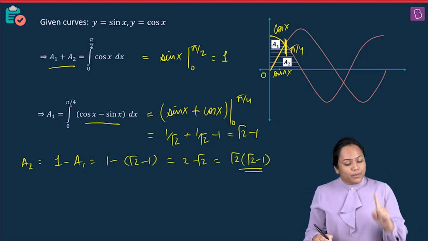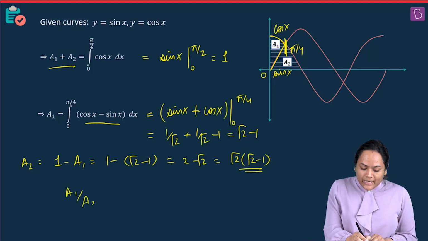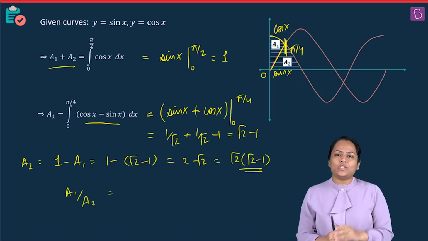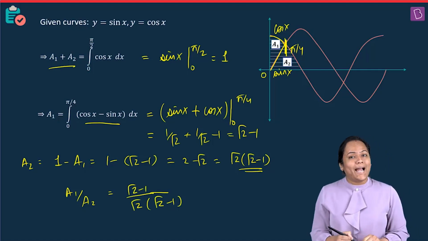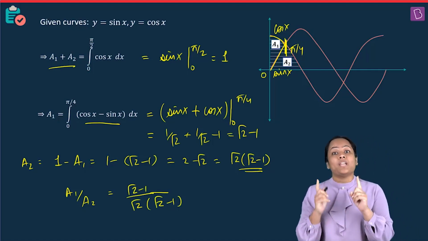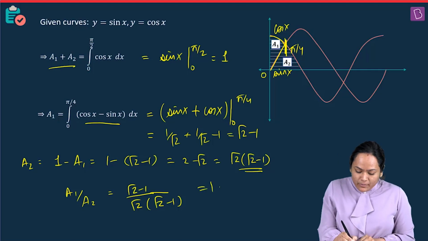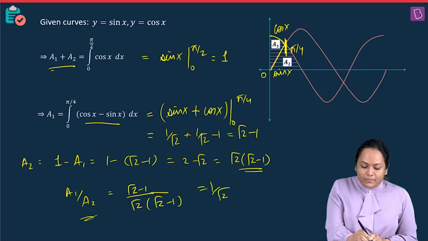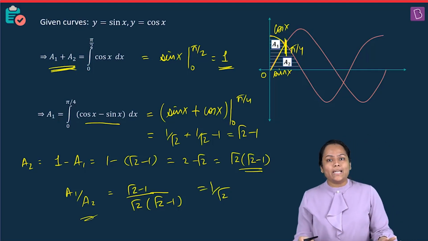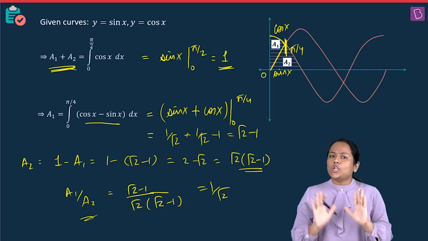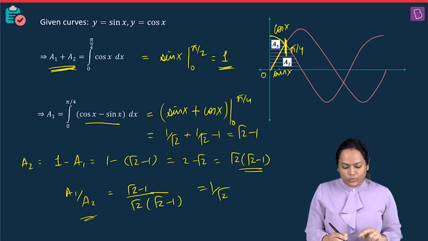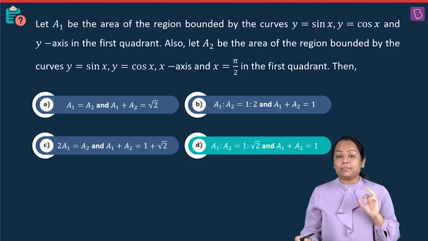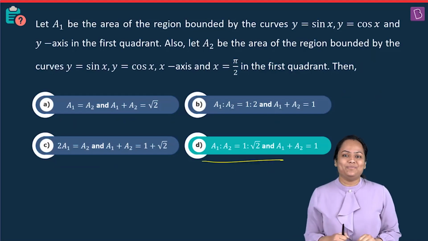Why have I written this? Because now I can quickly get my ratio which is asked in the question, that is A1 by A2, which will be nothing but root 2 minus 1 divided by root 2 times root 2 minus 1. And guys, what is this value coming out as? 1 by root 2, that's correct. So my ratio is 1 by root 2 and my sum is equal to 1. Easy question, right? Not at all a difficult one. And now if we look at the options which have these two pieces of information, we can clearly say that my answer is going to be B.